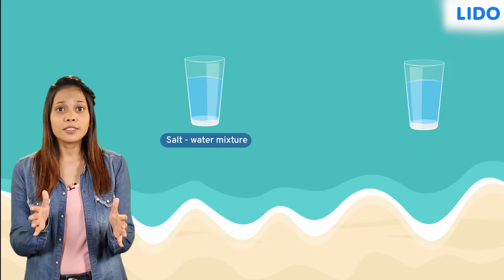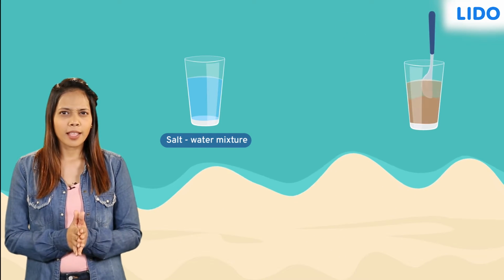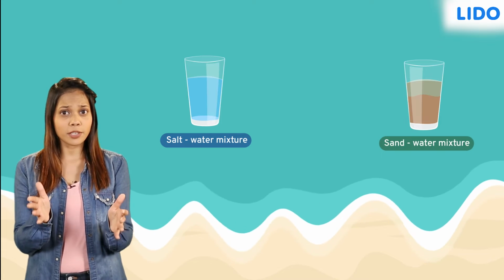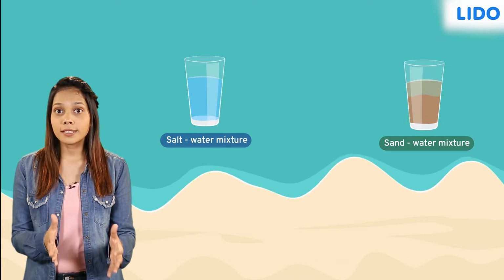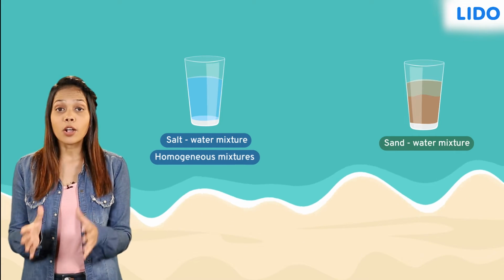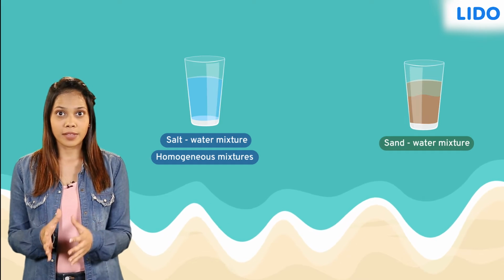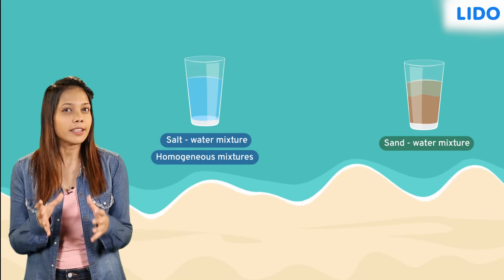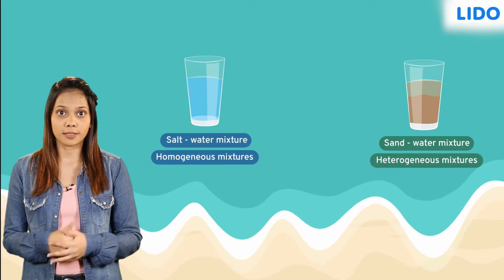Now let's take another glass of water and this time add some sand to it. Do you see the difference between the two mixtures? In the salt and water mixture, salt particles cannot be seen separately. Such mixtures are called homogeneous mixtures. In the water and sand mixture, sand particles are clearly visible. Such mixtures are called heterogeneous mixtures.